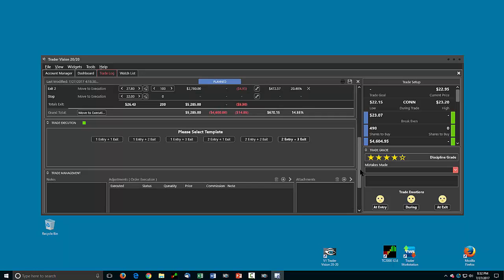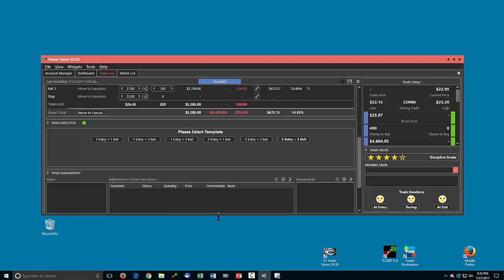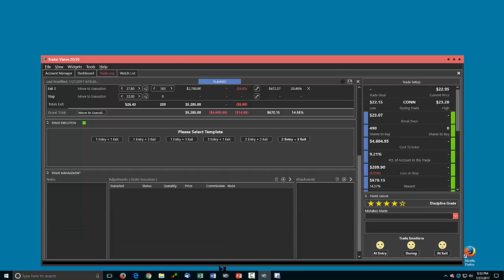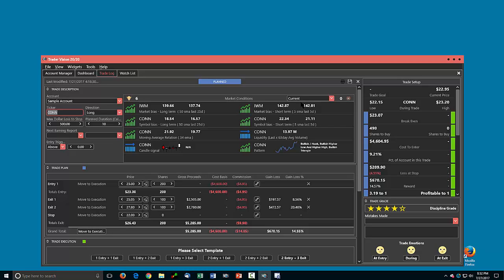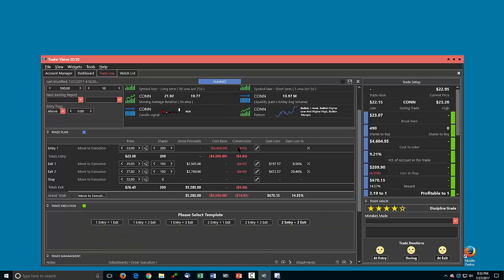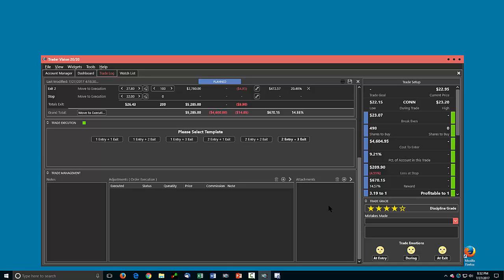So, for those of you who don't know, TraderVision has three purposes. Doug and myself and Rick put this together. One is to help you plan your trades better, two is to support you in the management of trades and make the process simpler, and three is to track your trades.